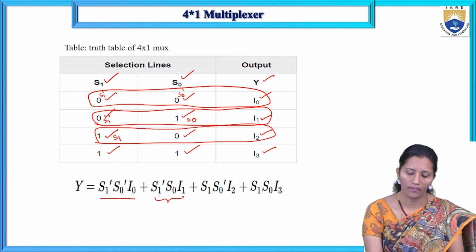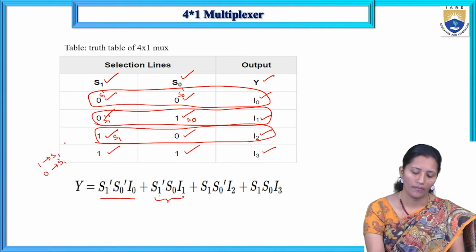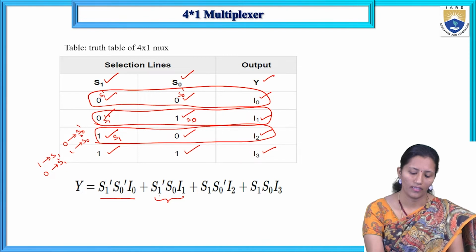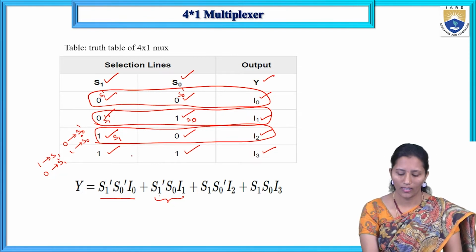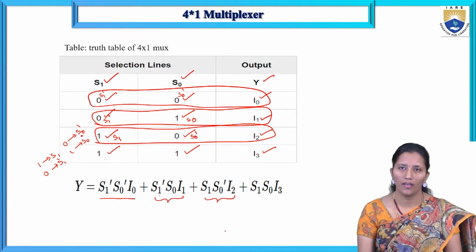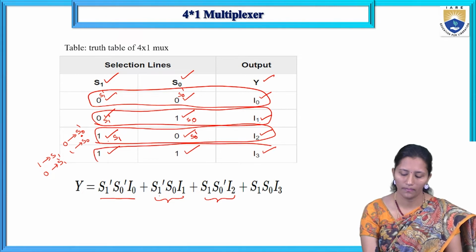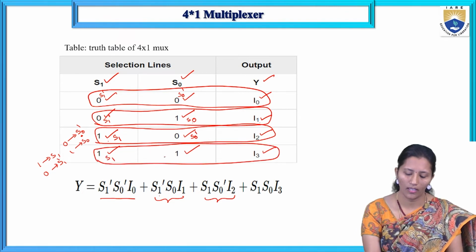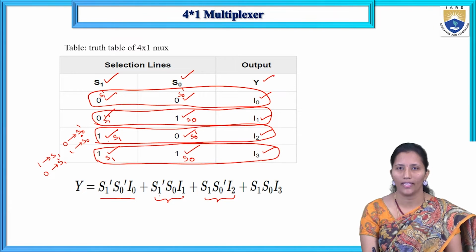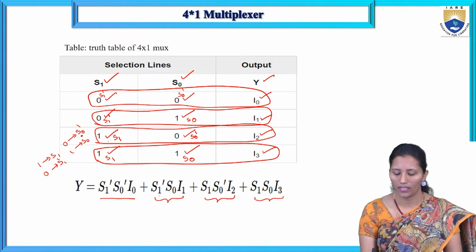this is S1, 1. If it is 1, we can write that as S1. If it is 0, we have to write that as S1 bar. If it is 0, S0 bar, 1, S0. So in the third product term, we can write S1, S0 bar, I2. And in the fourth product term, we can write S1 into S0 into I3.